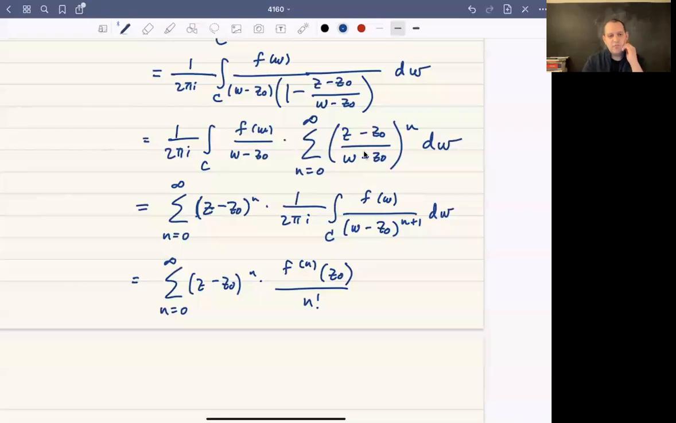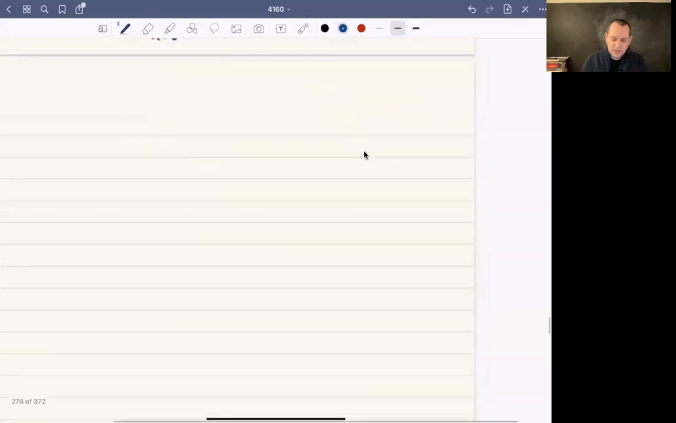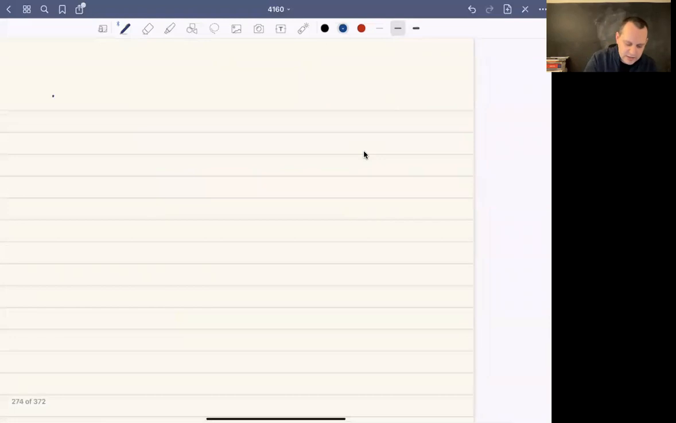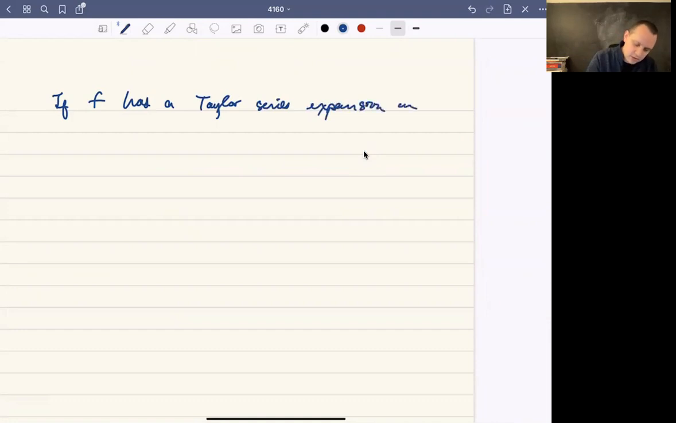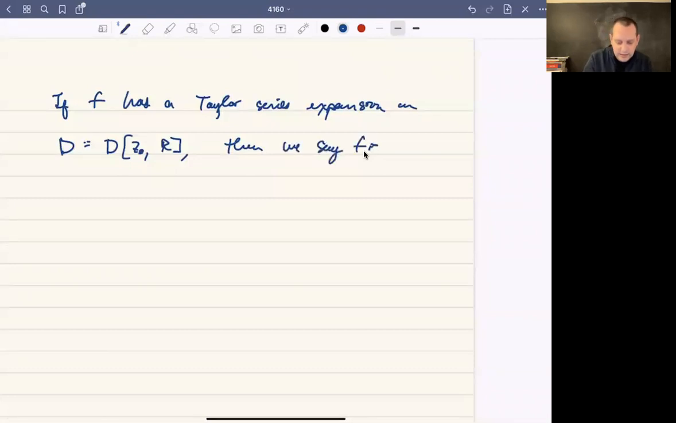All right, as a summary of the previous video and then the video that we talked about a few videos back, there's a few definitions that I want to talk about. So it turns out that if f has a Taylor series expansion on some disk, let's say some disk, I'm just going to call it D, centered at z0 of radius r, then we say f is analytic on D.